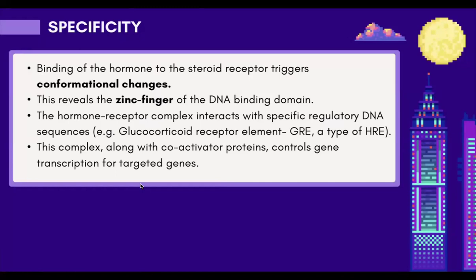transcription to take place. To bind to the DNA, they again need a hormone response element, as we've mentioned many times. An example of a hormone response element is GRE, which is the glucocorticoid response element. And I hope that's clear.